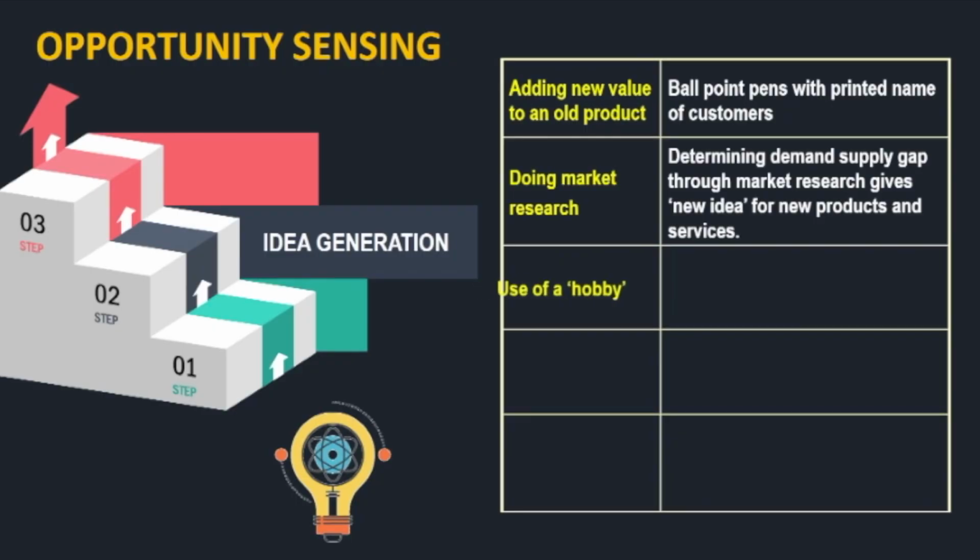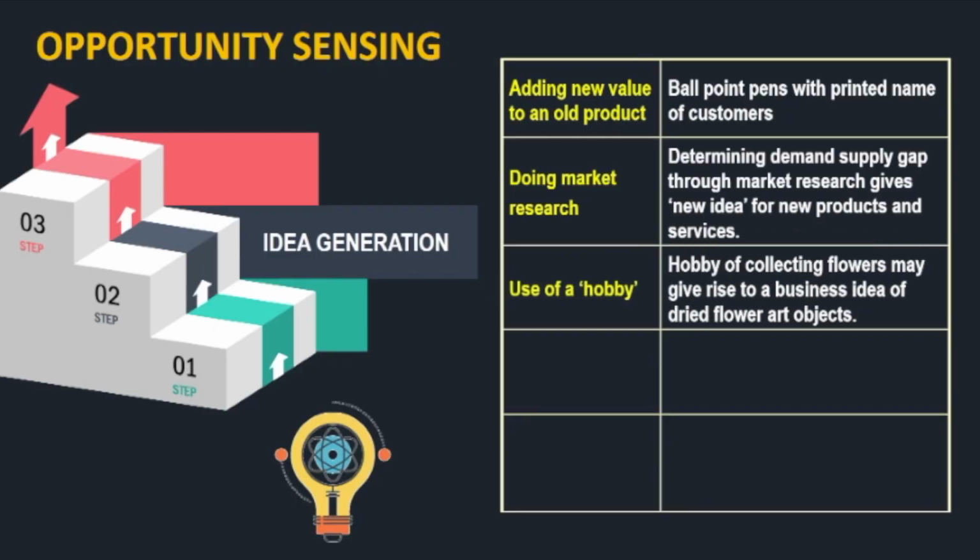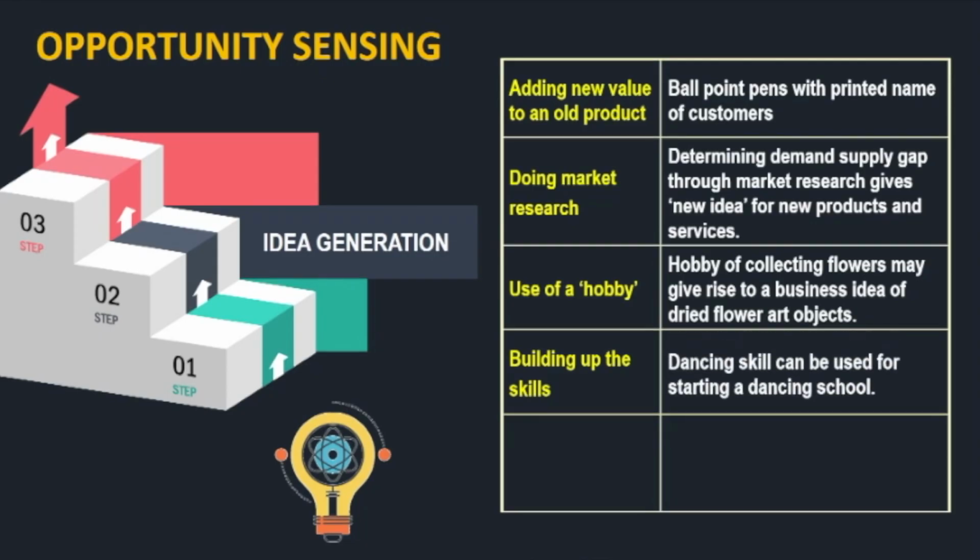Then use of a hobby. The hobby of collecting flowers may give rise to a business idea of dried flower art objects. Similarly, building up skills. Skills very often give ideas of skill based enterprises. Some people are very skillful, they can learn new and new skills, and then they can exploit that as a part of their business. For example, dancing skills can be used for starting a dancing school.